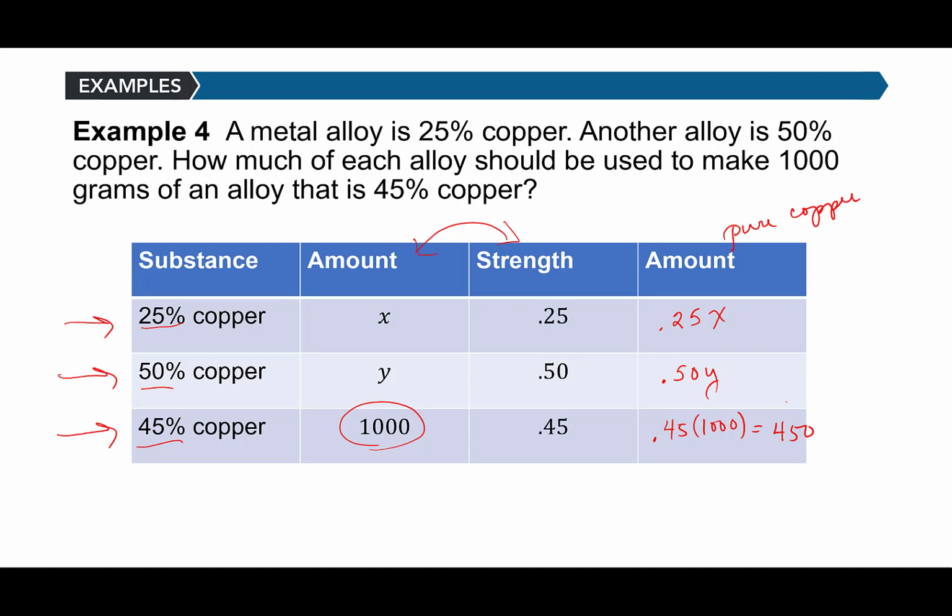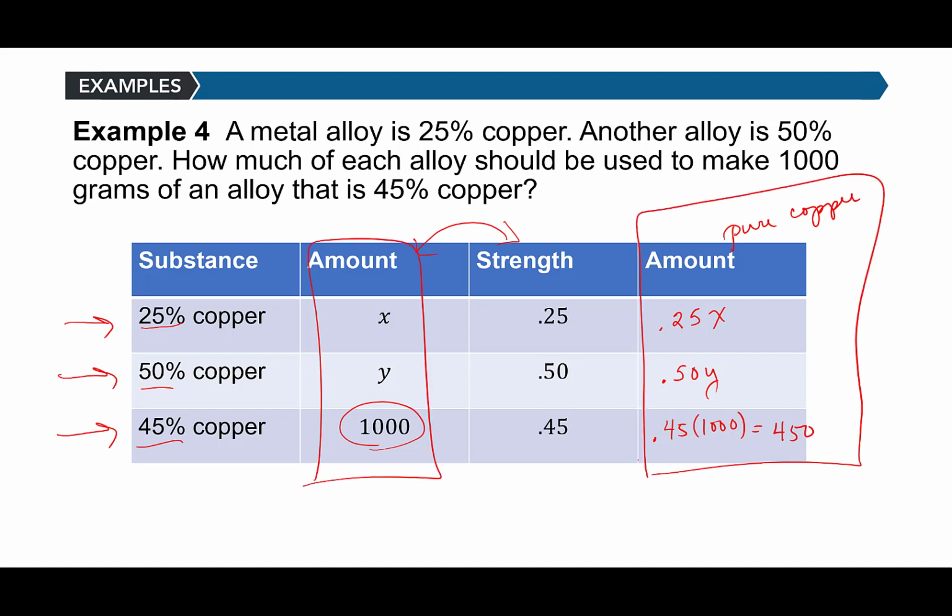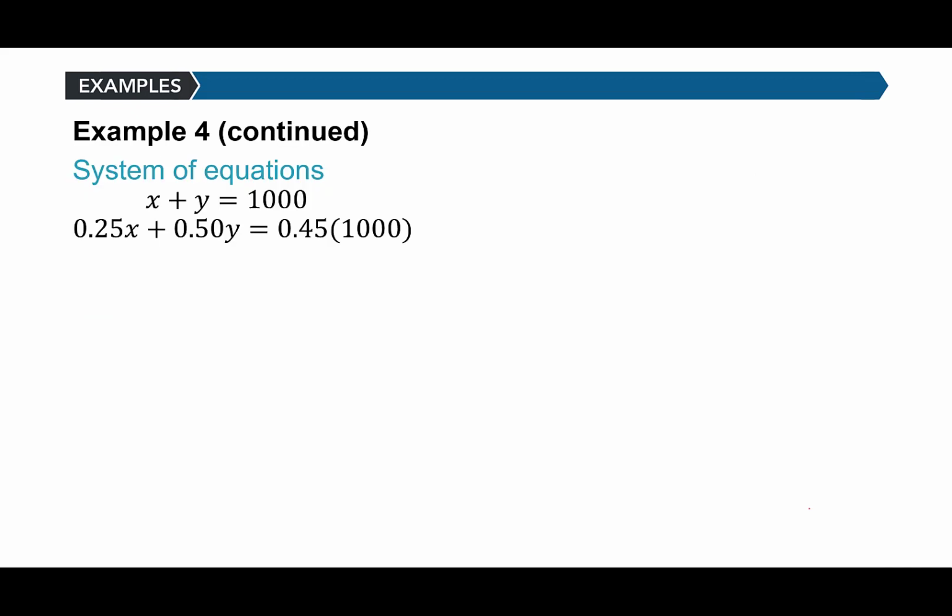So our equations will come in. There are two things that we know that relate these two things together. The amount of total copper, the pure copper, is related in the last column, and the amount of alloys that we have is in the second column. So to get a system, we represent that by saying X plus Y equals 1,000, right? That's just the total alloy. And then 0.25X plus 0.50Y equals 0.45 times 1,000, or we already know that to be 450.